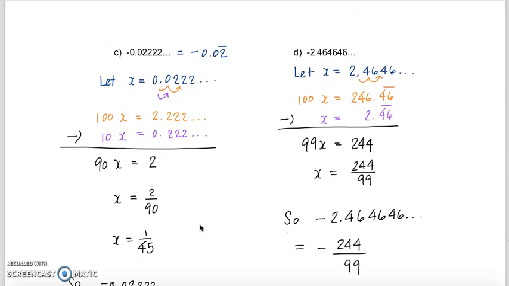Let's try another example. You have negative 2.464646, so obviously the repeating part is 4 and 6. So we let x be 2.46464646. So remember the first time, you have to shift the decimal point just to the right of the repeating block. So 4, 6, so just to the right of the first 6. You are multiplying x by 100 here, which means the number becomes 246.46.